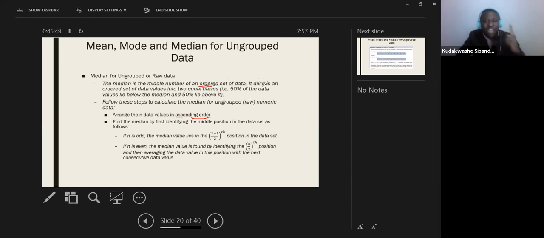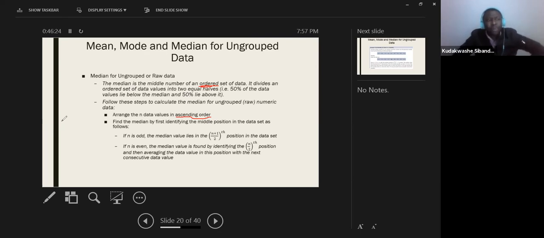Now that value divides the ordered set of data into two equal halves. After you set your data in ascending order, the value that you calculate as the median is that value that divides your data into two equal halves. Data above that value will be half, and data below that value will also be half. That's what the median is all about.